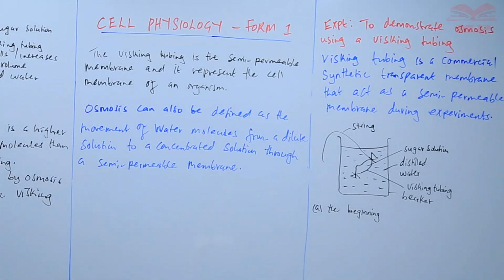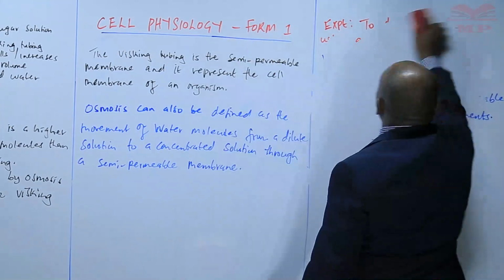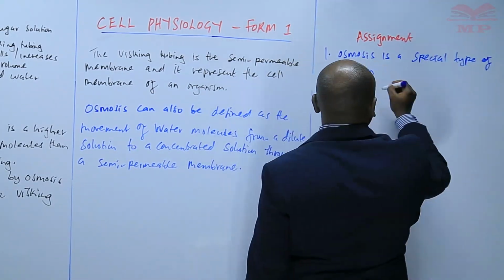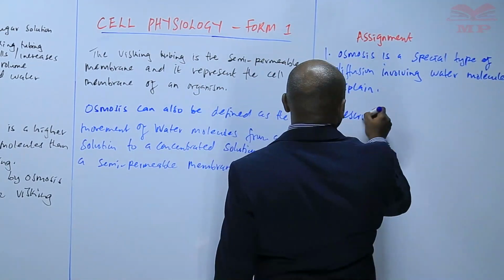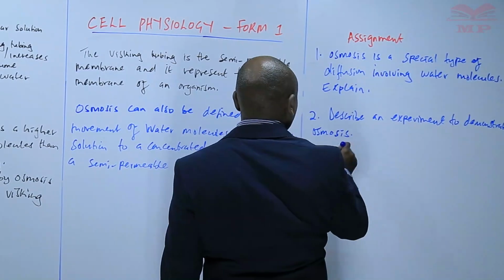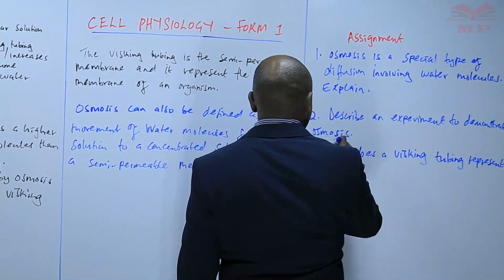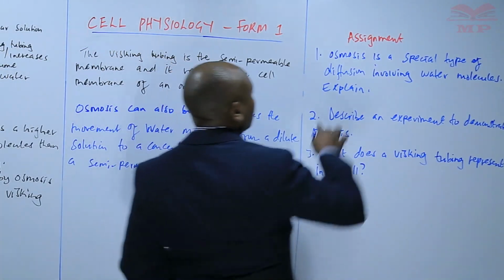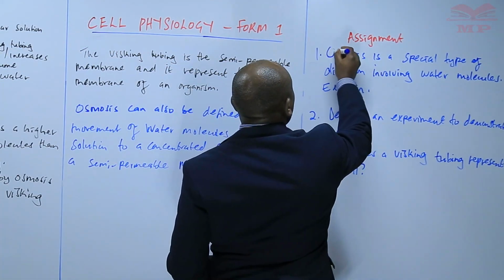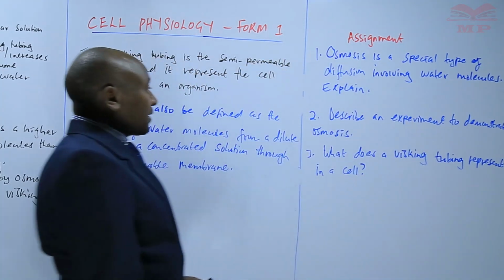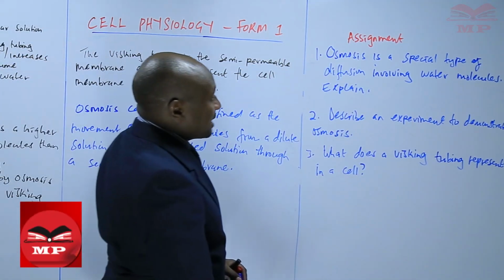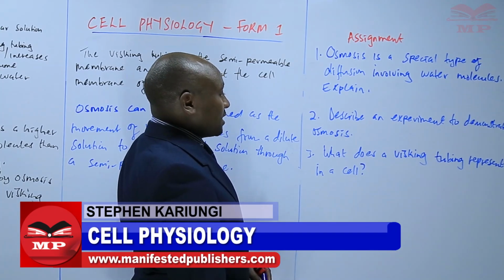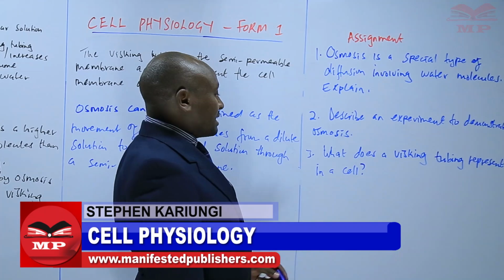So we are going to have an assignment on that. The first question, osmosis is a special type of diffusion involving water molecules. Explain that statement. Number 2, describe an experiment to demonstrate osmosis. And then 3, what does a whisking tubing represent in a cell?